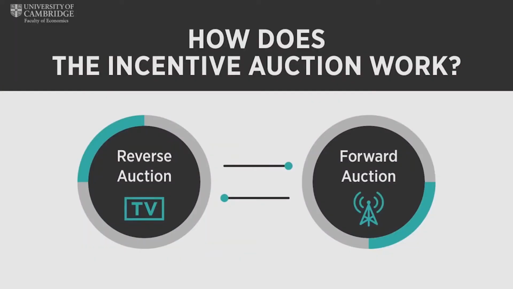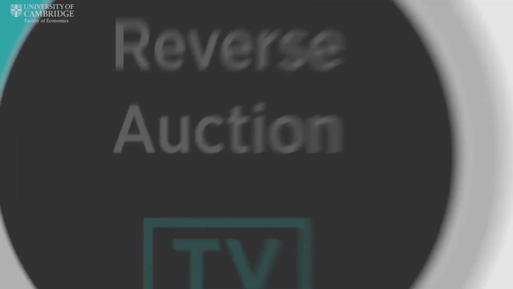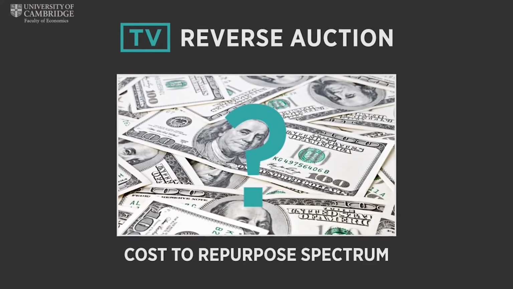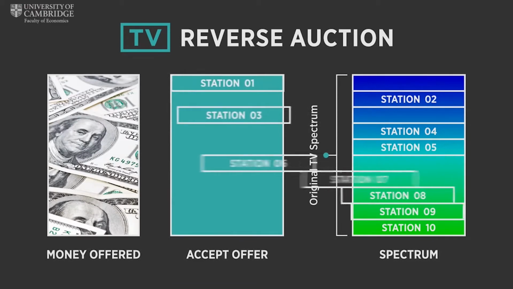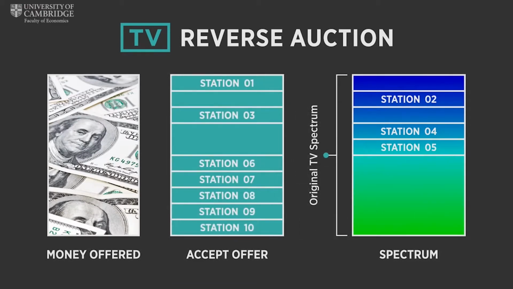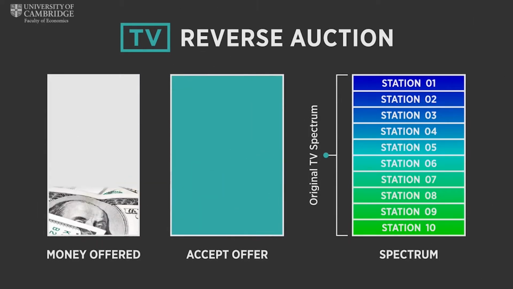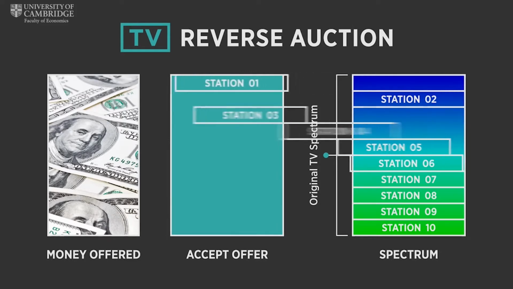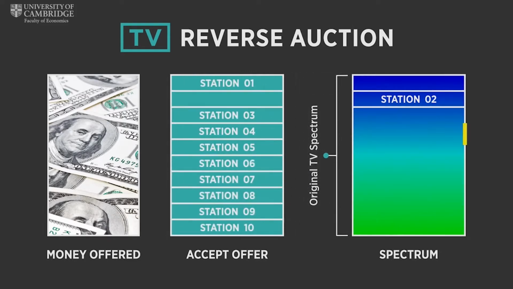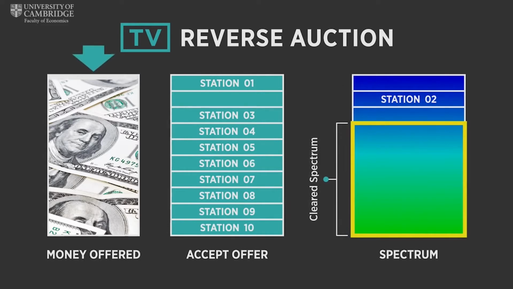How does the incentive auction work? First, a reverse auction determines how much it will cost to repurpose a given amount of spectrum previously licensed to television stations. TV stations are offered money to vacate their spectrum. Stations that do not sell are guaranteed a channel in their current frequency band. The reverse auction starts with high prices offered to TV stations. If more stations accept these prices than needed to clear the specified amount of spectrum, prices decrease.